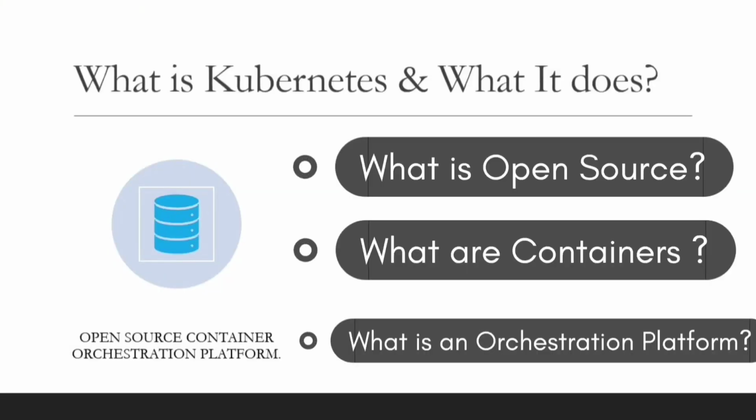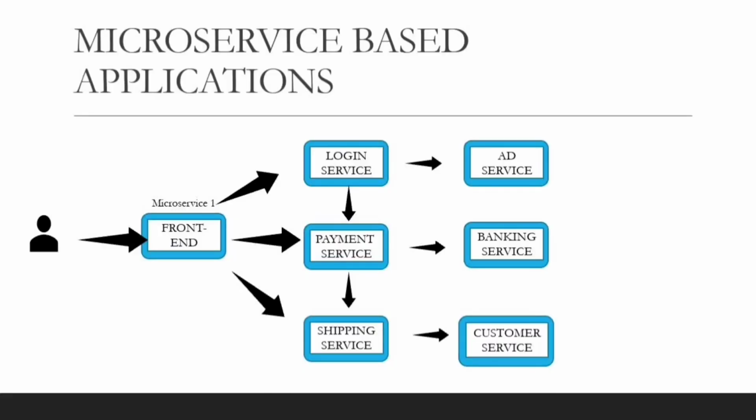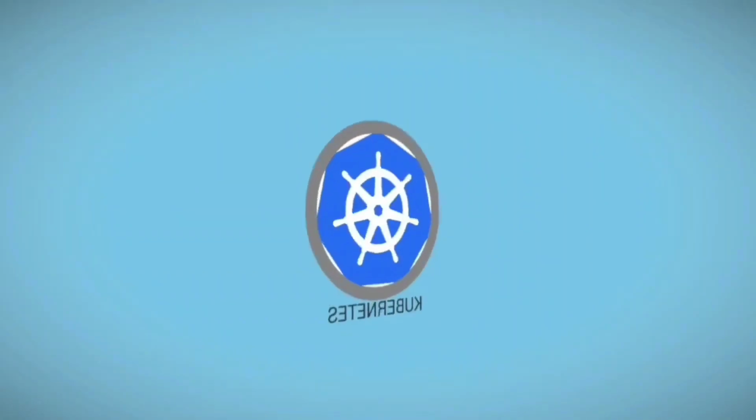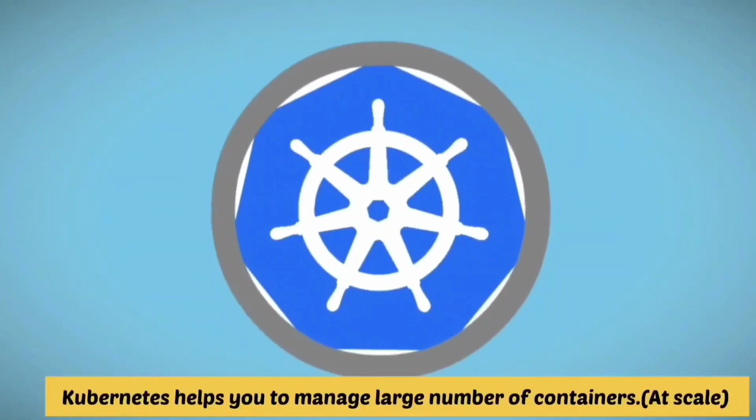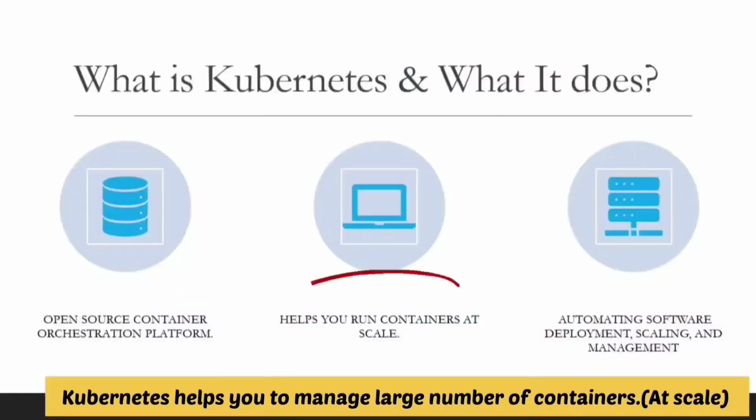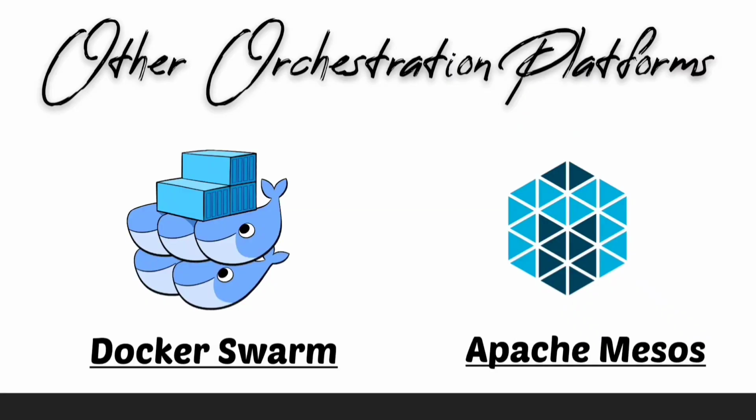Third question was, what is an orchestration platform? So as containers increase, it becomes difficult to manage them, as we just discussed right now. That's why we require an orchestration platform like Kubernetes to manage them and to run containers at scale. There are many other container orchestration platforms as well, like Docker Swarm, Mesos, etc. But Kubernetes is the most popular and the most widely used compared to them.